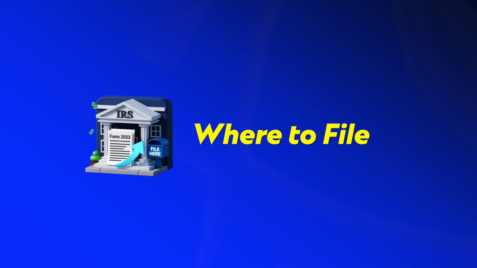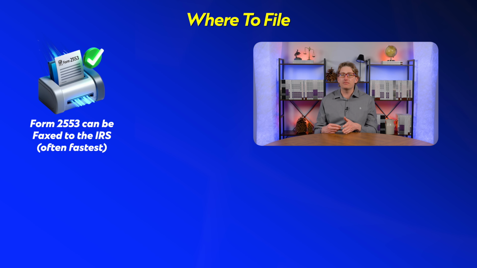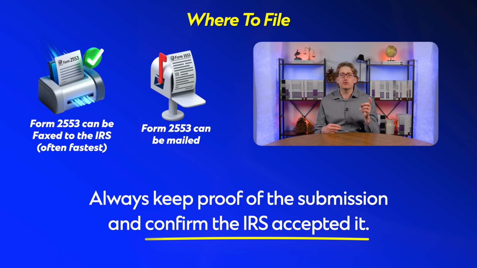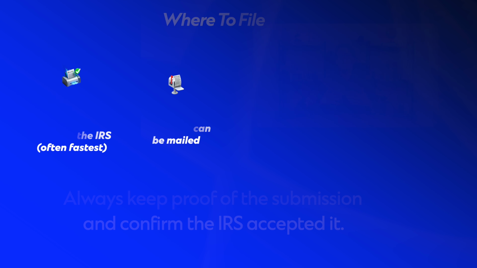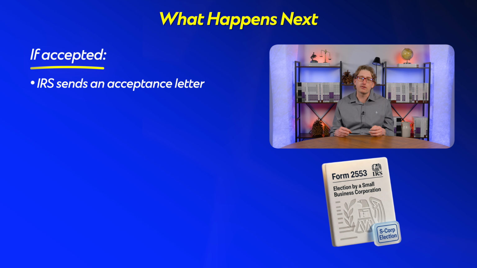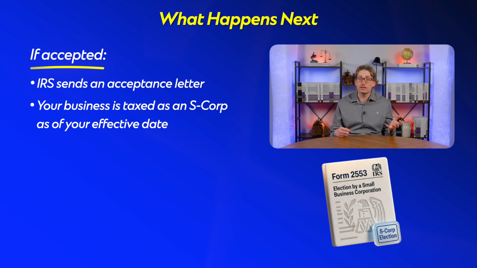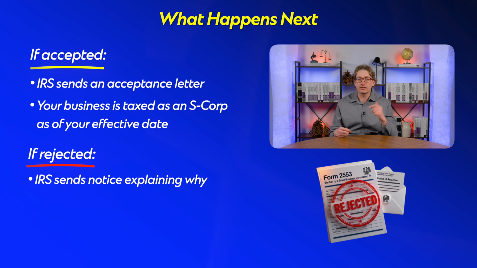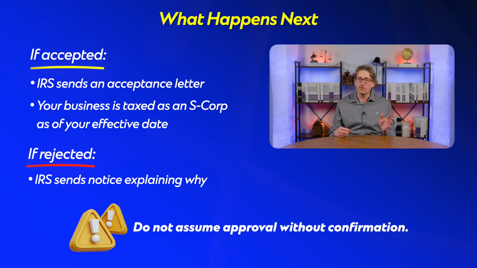So where do you file? Well, Form 2553 can be faxed to the IRS, which is often the fastest, or it can be mailed to them. Addresses and fax numbers are in the instructions. It's worth noting that you should always keep proof of the submission and confirm the IRS acceptance. Have it on hand, it'll save you problems down the road. So what happens next? If it's accepted, the IRS sends you an acceptance letter, and your business is taxed as an S-corp as of your effective date. If it's rejected, the IRS sends a notice explaining why. Do not assume approval without confirmation.